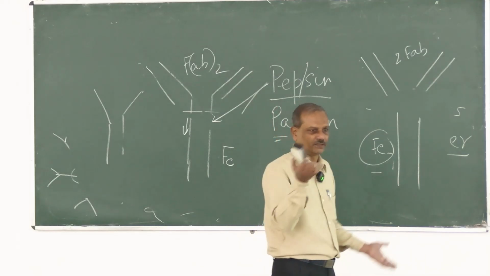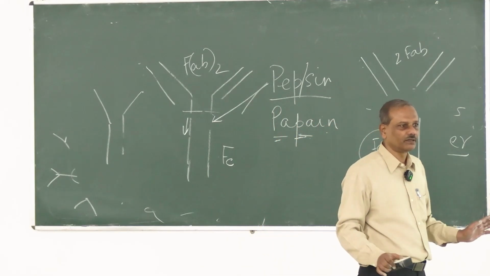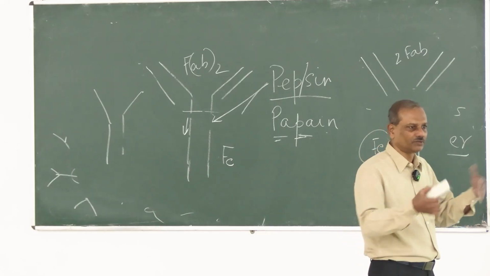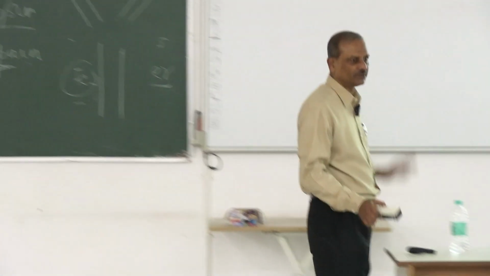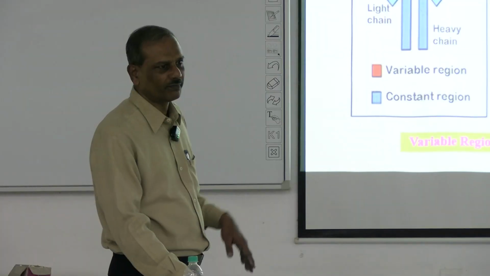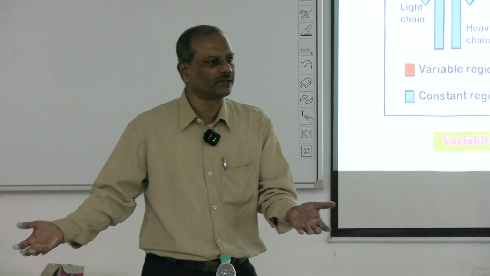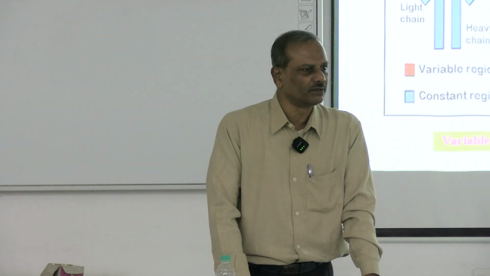In the eye, anti-endothelial growth factor injections are given as intravitreal injections, and these are tagged to a Fab fragment. Do you get my point? This clinical application is not written in your book. Why should I digest? What is the purpose of knowing papain digestion and pepsin digestion?